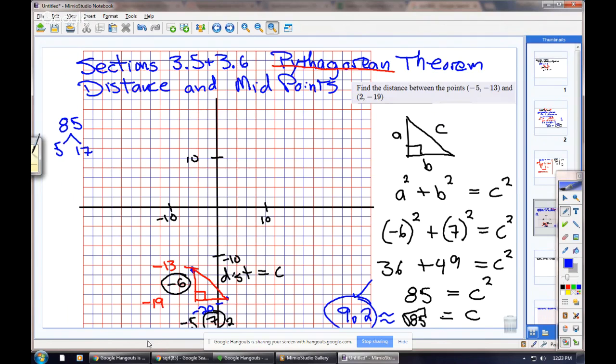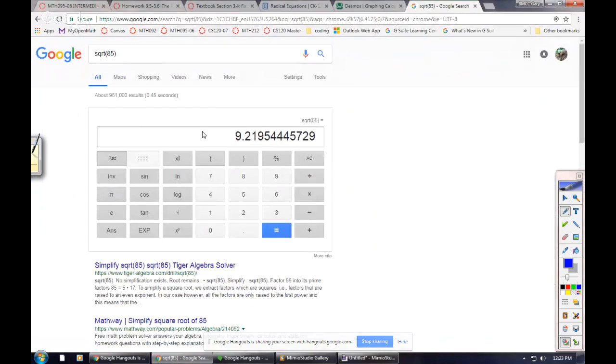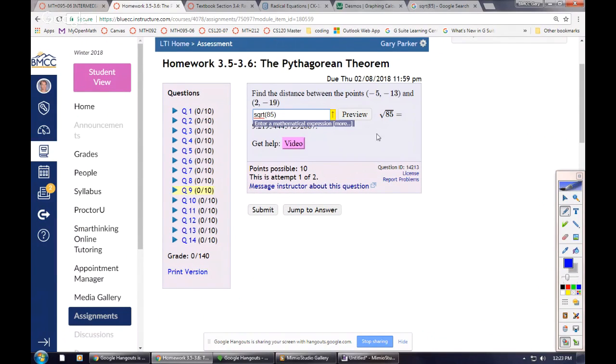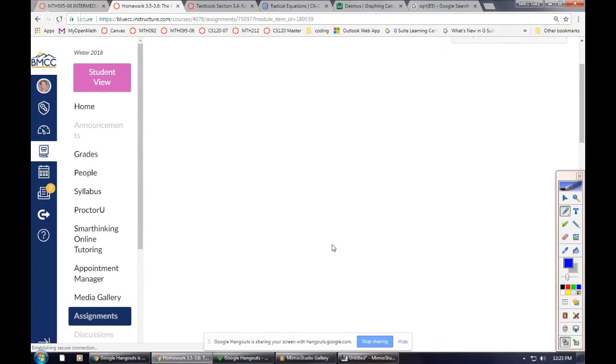The question is, does the online homework want an exact answer or an approximate answer? Find the distance between the 2 points. Enter a mathematical expression. Looks like they want an exact answer. So I would type SQRT of 85, close the parentheses. Syntax okay, and they're also telling me that is approximately 9.2-ish, again, which seems reasonable.